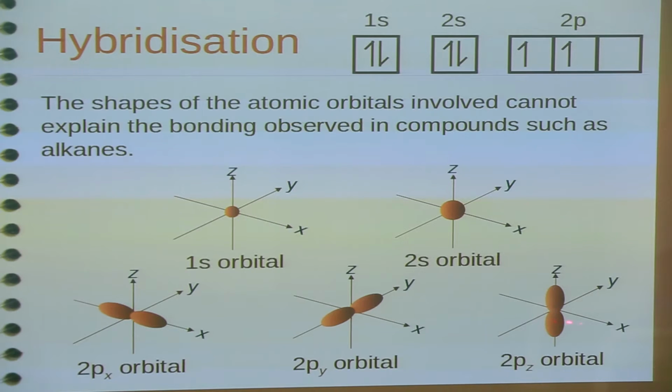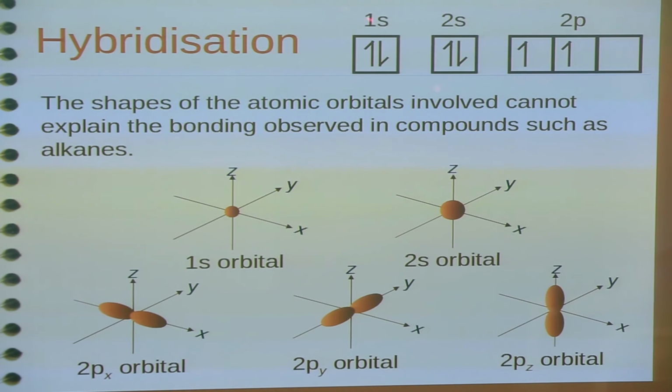These 3 are mutually perpendicular. One is shown horizontal, the other is shown horizontal but in a different plane, and the third one is vertical. That is 2px, 2py and 2pz. The 3 are mutually perpendicular, but remember, they are 3 energy levels which are identical in all respects, whose energy levels are almost equal. That is what we can explain here.